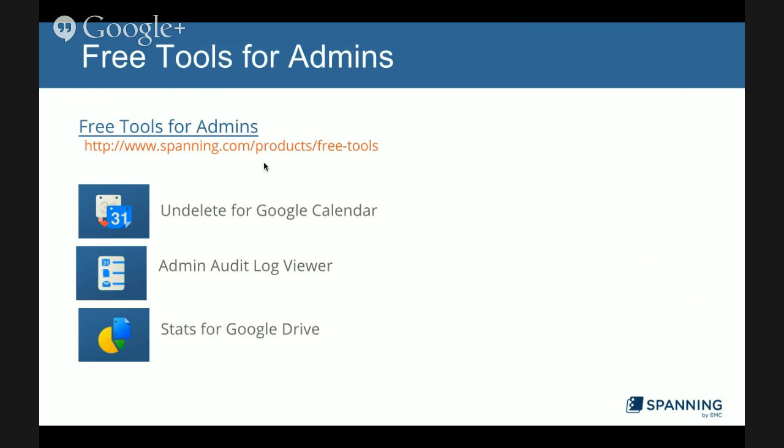And then Spanning also has a number of free tools available in the marketplace as well. I encourage you to go take a look at them. We have an undelete for Google Calendar, which will allow you to get back calendar events that have been deleted within the last 14 to 30 days. We have an audit log viewer, which is just a nice streaming view of the audit event data inside of Google, and then stats for Google Drive, which will give you a nice pie graph of the content inside of your domain, and break it down by user and by type, those types of things as well.